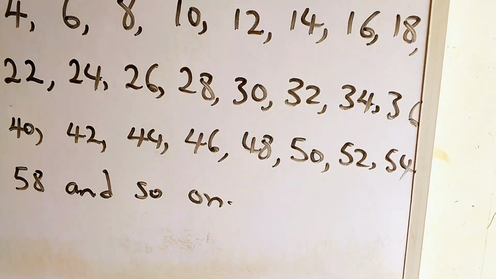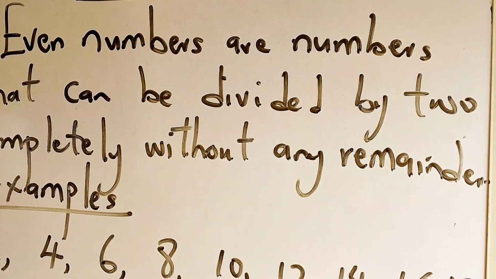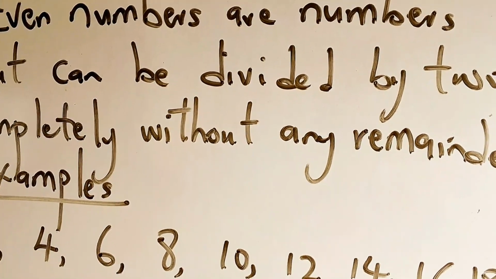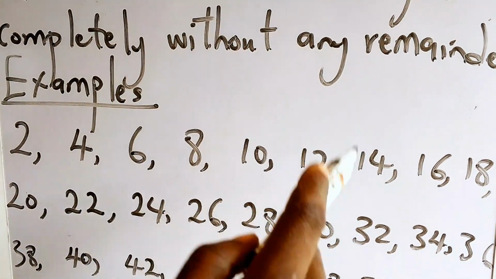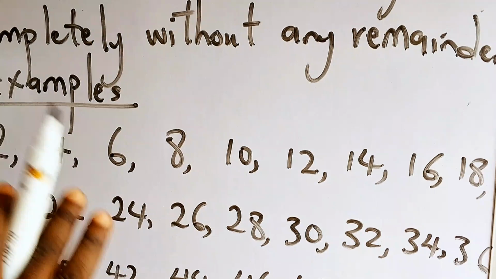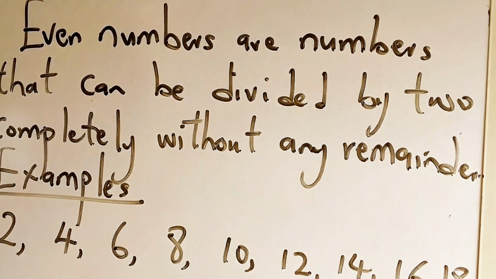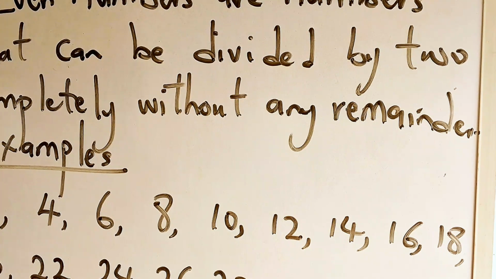We say that even numbers are numbers that can be divided by 2 completely without any remainder. Examples are 2, 4, 6, 8, 10, 12, 14, 16, 18, 20, 22, and so on. These are called even numbers. Now, let's look at odd numbers.